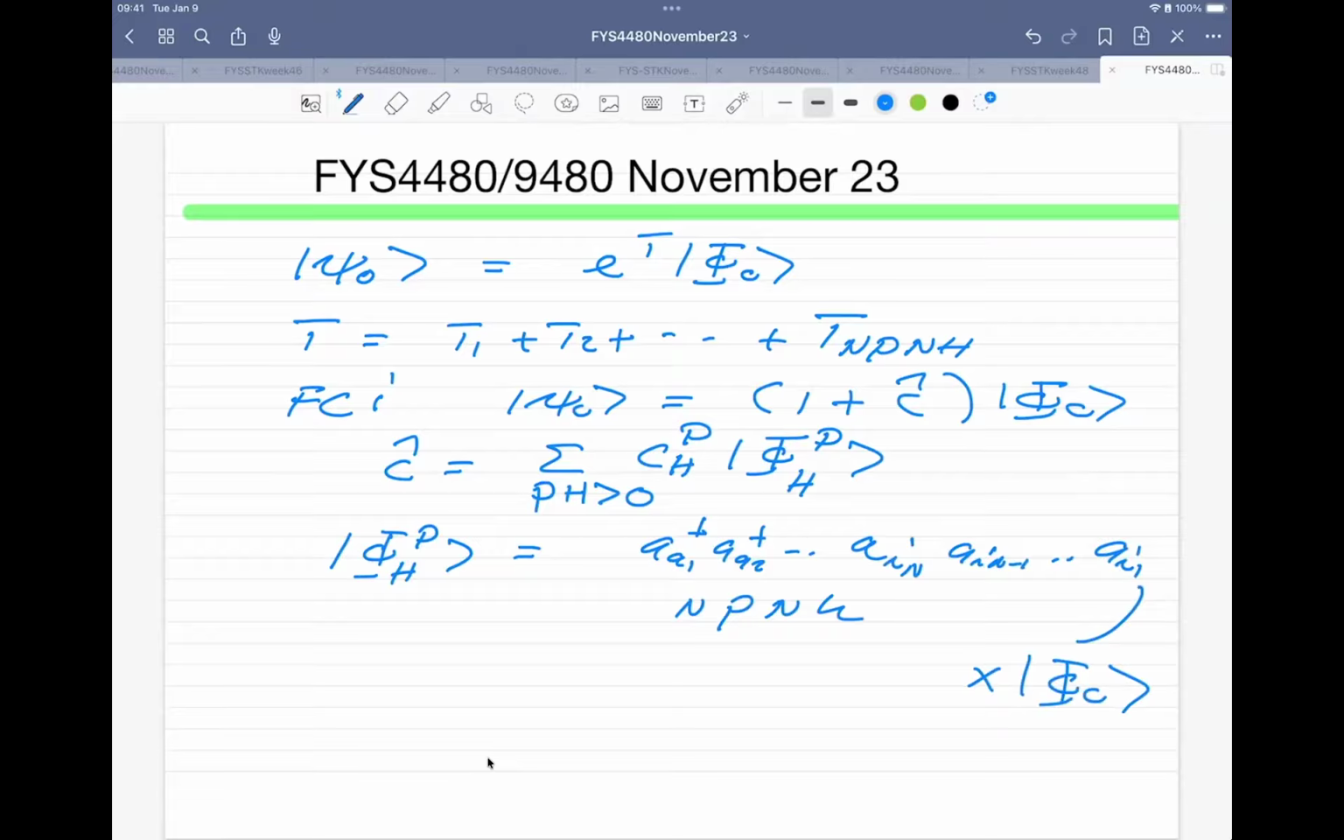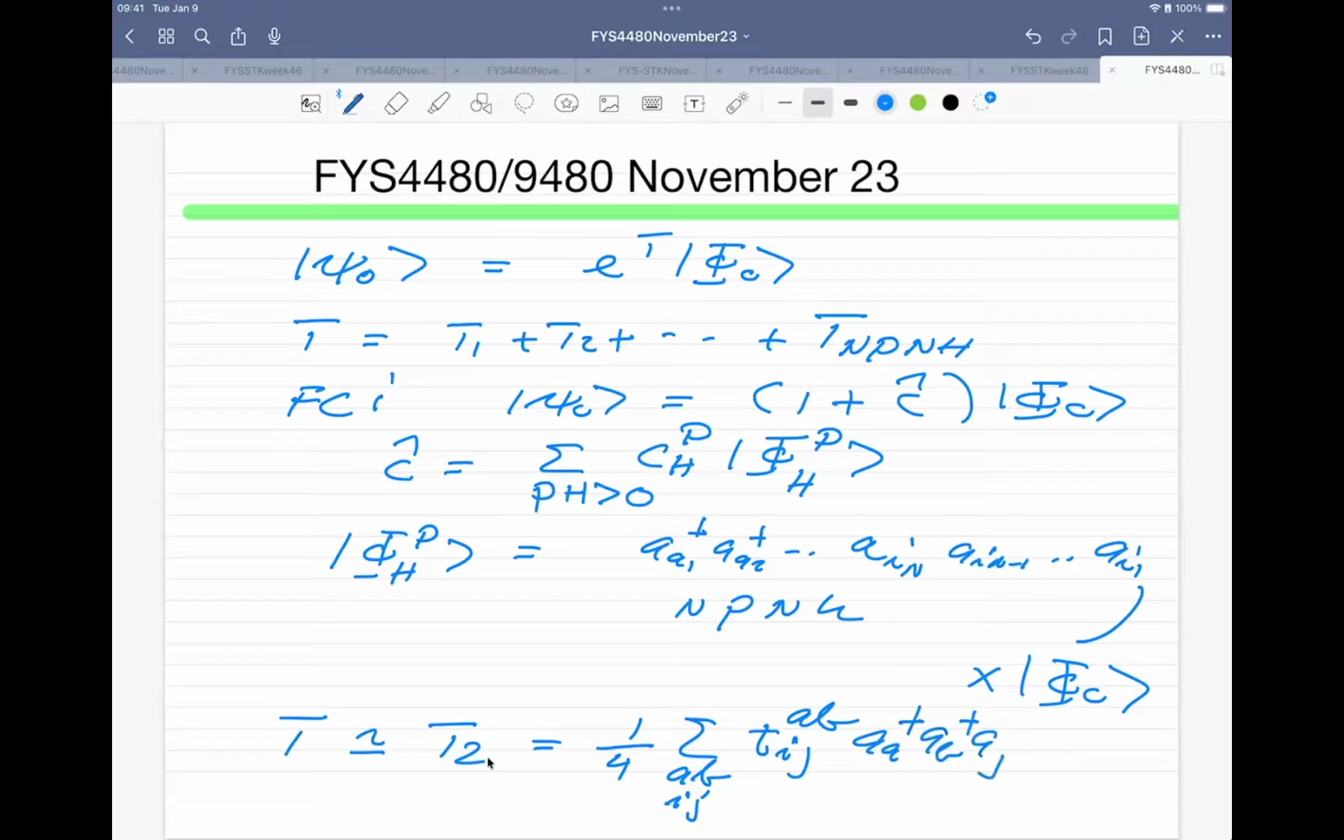Now we have also assumed that this operator T can be approximated with T2. And this T2 is just the sum. So this is an operator. And that's why we have the factor 1 over 4, which means also that these unknown amplitudes, t_{ij}^{ab}, have to be anti-symmetrized. And that's why we have the factor 1 divided by 4. And this is then multiplied with a_a^†, a_b^†, a_j, a_i.